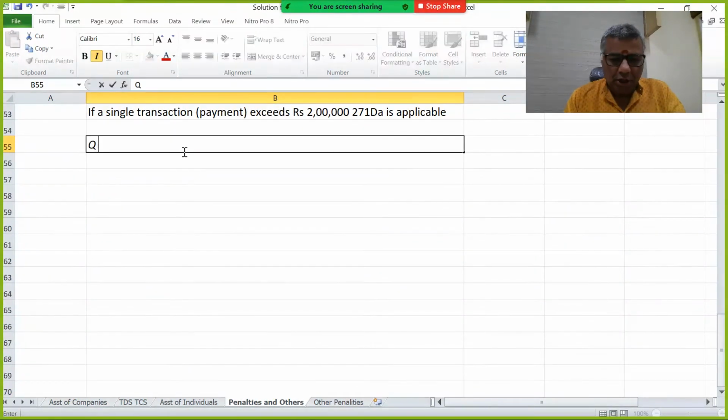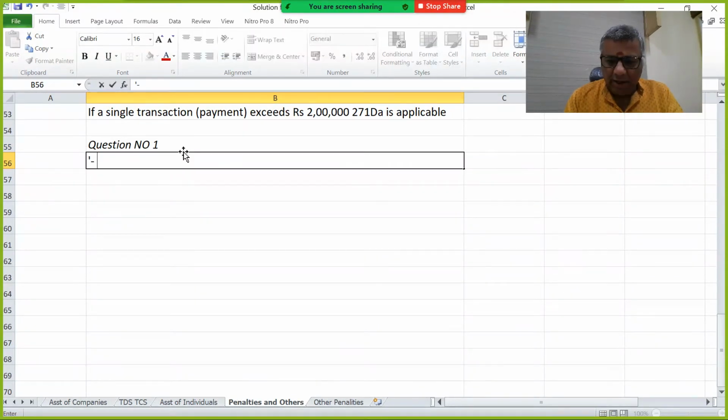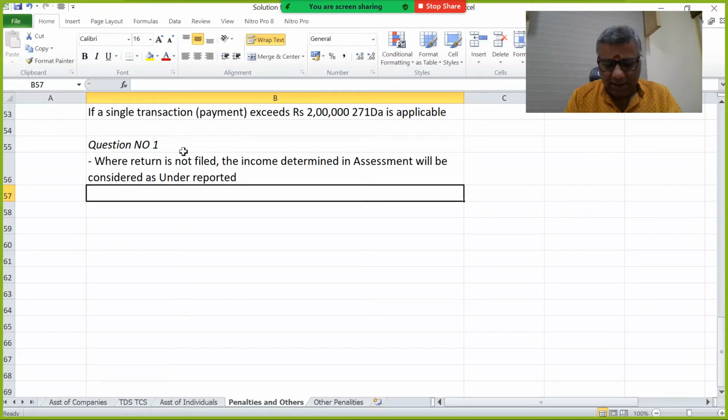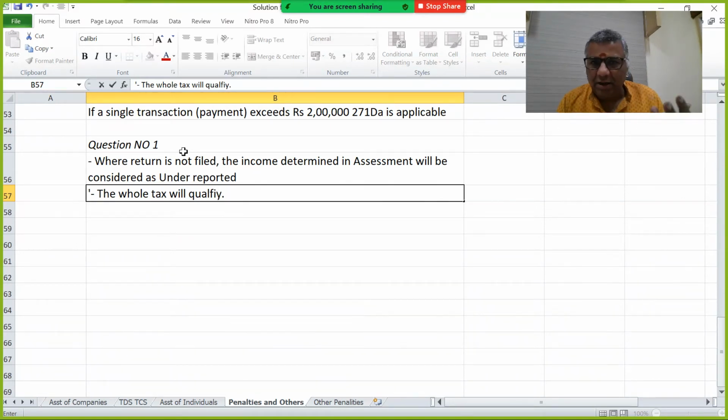Okay, so question number 1. Where return is not filed, 143(1) would not have taken place. The income determined in assessment, whatever may be the assessment, will be considered as underreported. In this case, it is underreported, not misreported. The whole tax will qualify, that is, everything above the basic exemption limit.